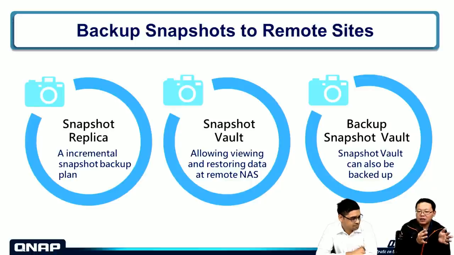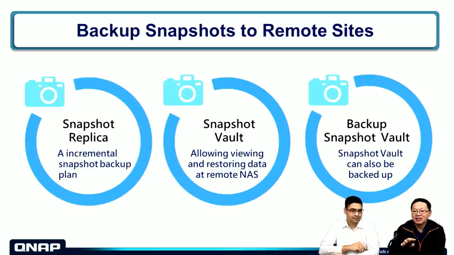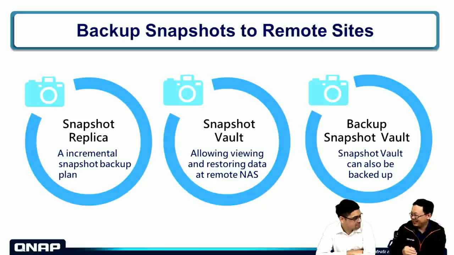If we want to back up snapshots to a remote site, we support three functions. The first one is snapshot replica. That means we can configure a snapshot backup job and back up the snapshot to a remote NAS. In this case, it's our ARM-based NAS, a new kind of product. And snapshot vault is used for storing multiple NAS snapshots. And backup snapshot vault means we can back up the snapshot vault to another place.